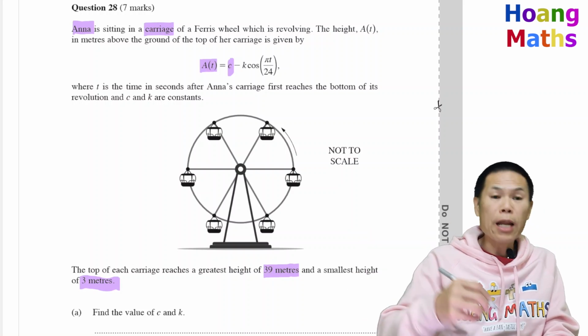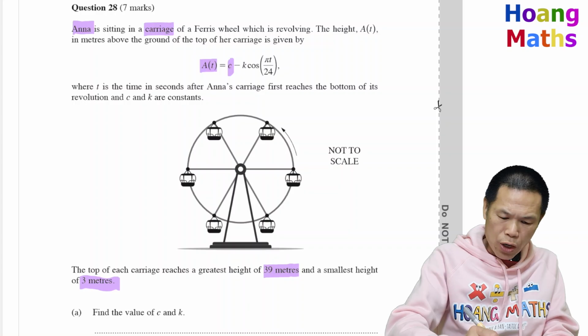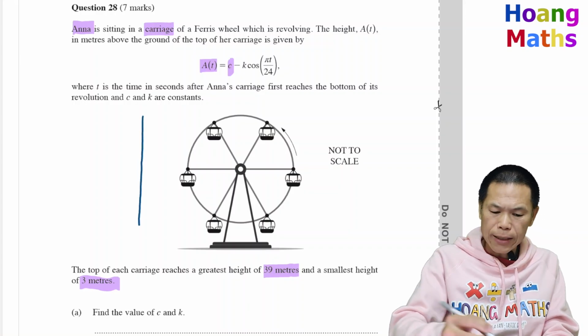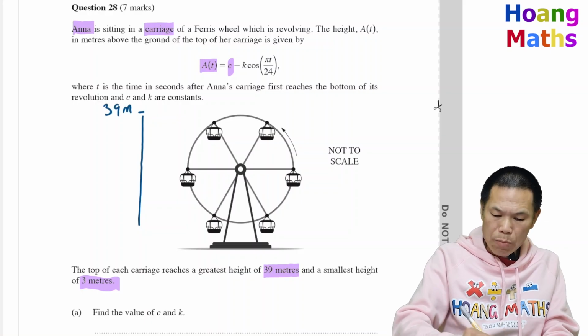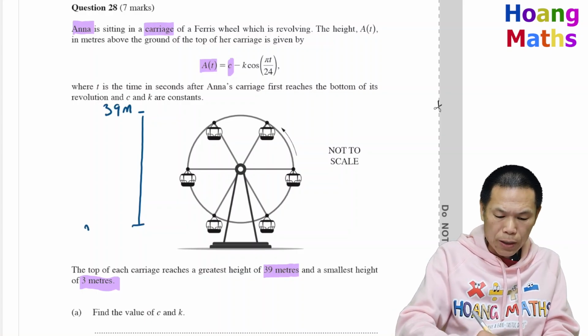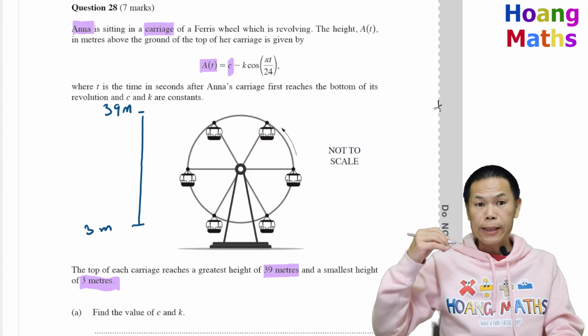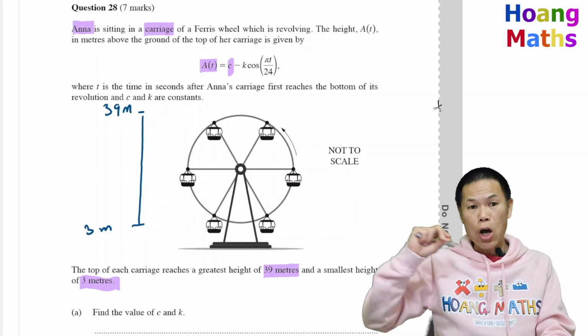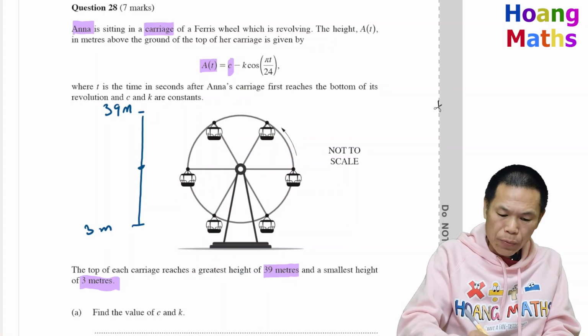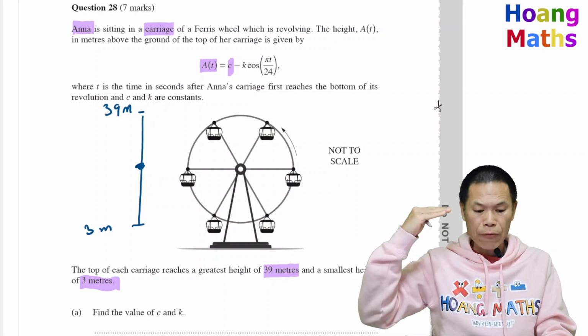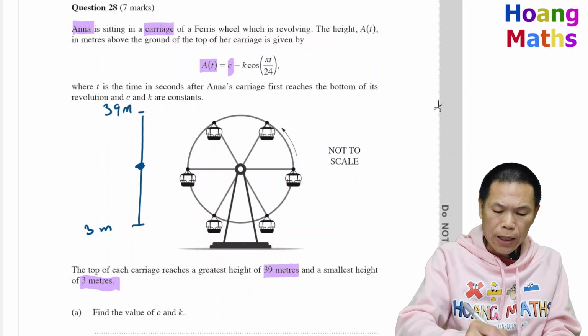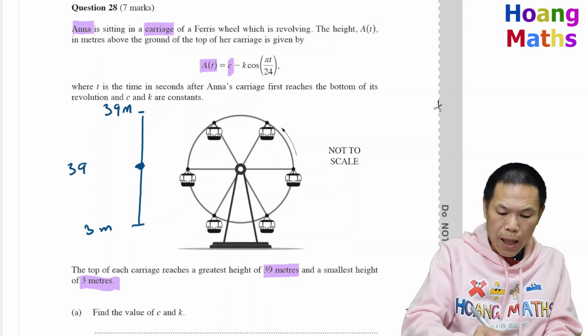In other words, let me just draw the diagram out. We know that the maximum height is 39 meters and the minimum height is 3 meters, if you like. And C is the center of the cos graph. To find C, the center of the cos graph, because it's been moved up C units, we just find the average. So we add 39 plus 3, and we divide by 2.